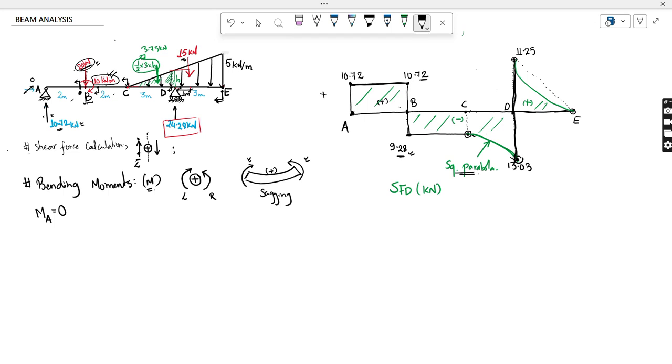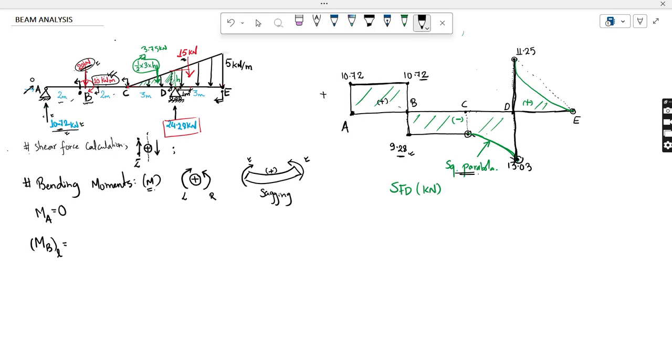Whenever a couple is acting at a point while finding bending moments, you always have to do the left and right, as we did previously in the shear force calculation. So what I mean is that you have to see for MB just left. I am at this point, looking towards the left. Which forces will produce a moment at this point? Only one force, because there is only one force towards the left of this point, that is 10.72 kilonewton, and it will produce a bending moment of 10.72 times 2 meter.